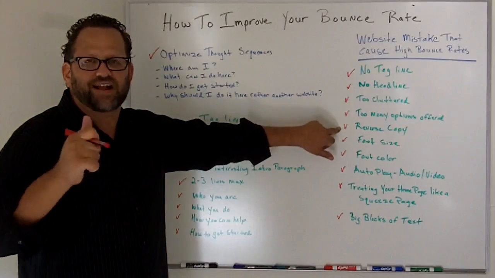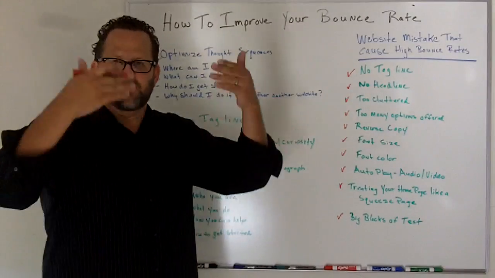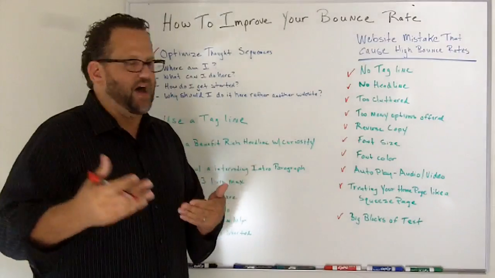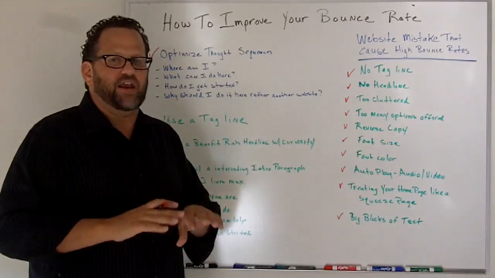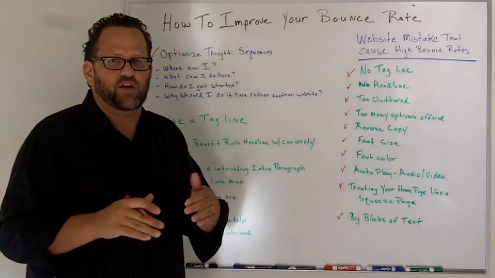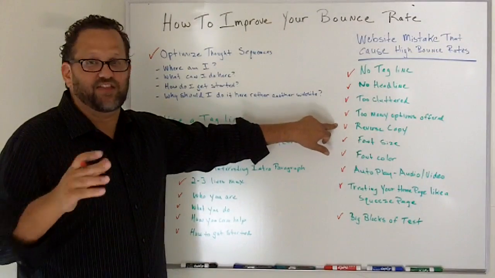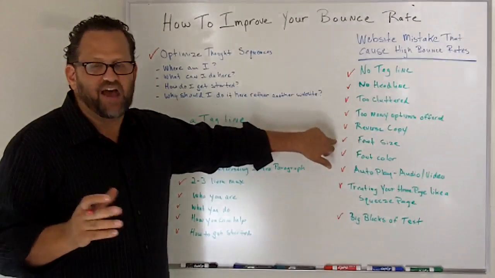People use reverse copy on their site. What do I mean by this? You don't want a black background on your website with red text font, okay? So you want a white background with black font. Always, always, always is the best way to go. Do not use reverse copy. By the way, that goes for headers and things like that. White background, colored font.